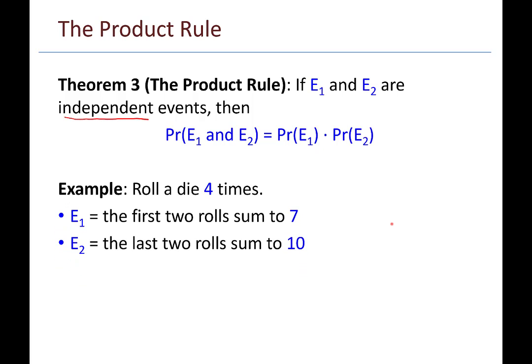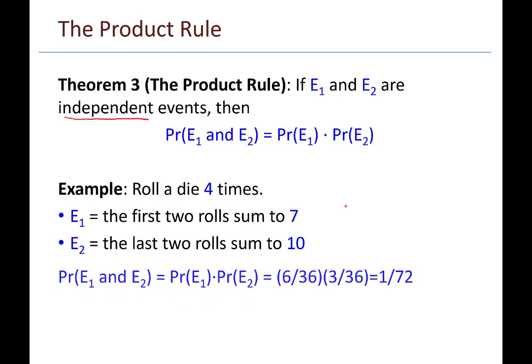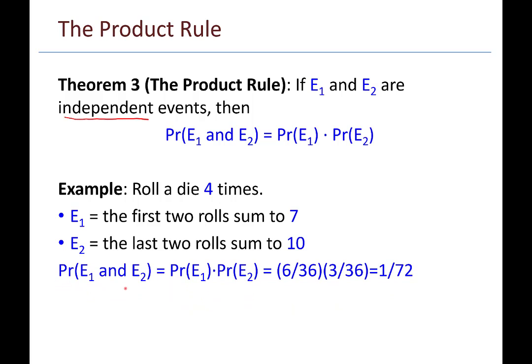For example, let's suppose we roll a die 4 times. Event 1 is the event that the first 2 rolls sum to 7, and event 2 is the event that the last 2 rolls sum to 10. The probability of event 1 and event 2 both occurring is the probability of event 1 times the probability of event 2, which turns out to be 6 out of 36 times 3 out of 36, which is 1 out of 72. So there is our probability.